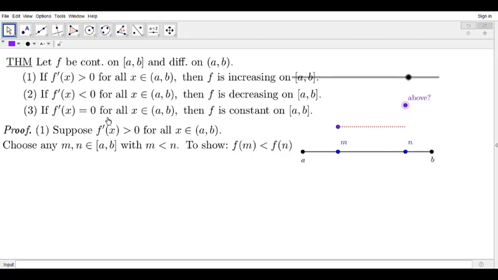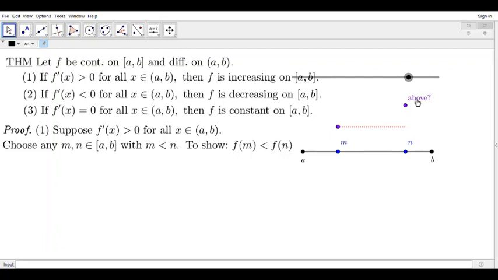So we're going to use the mean value theorem. Notice that the conditions satisfied by f are precisely the conditions of the mean value theorem. However, we're going to apply the mean value theorem for the function f not on the closed interval AB, but on the closed interval mn. Why? Because if you look at the statement we're trying to prove, it involves not f of a and f of b, but instead f of m and f of n.